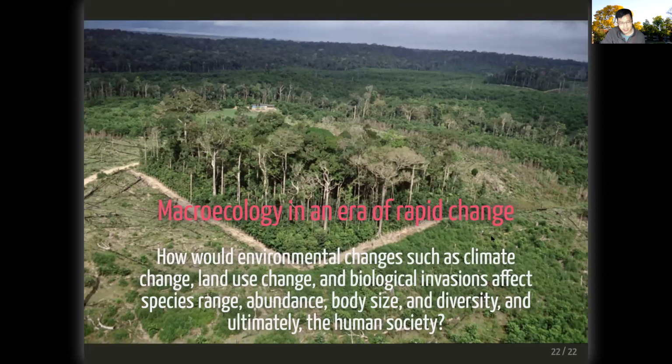So things like climate change, land use change, and biological invasions, how do they individually or together interactively affect these different macroecological patterns such as species range size, abundance, body size, and diversity is going to be a really important question, and because ultimately that's going to affect human society.